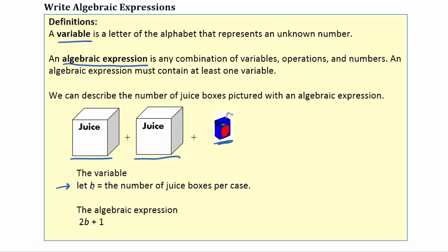We don't know how many are in there, but we're going to let this variable B represent that number, whatever that is. Once we let B represent the number of juice boxes in a case, then we can write an algebraic expression. Here's our algebraic expression: 2 times B, and remember B is the number of juice boxes in a case, plus one more juice box that we have here on the end. So this algebraic expression, even though we don't know how many juice boxes are in each case, will describe that situation mathematically. Later on, we'll use this expression and some mathematics to solve an equation to find out how many juice boxes are in each of those cases.